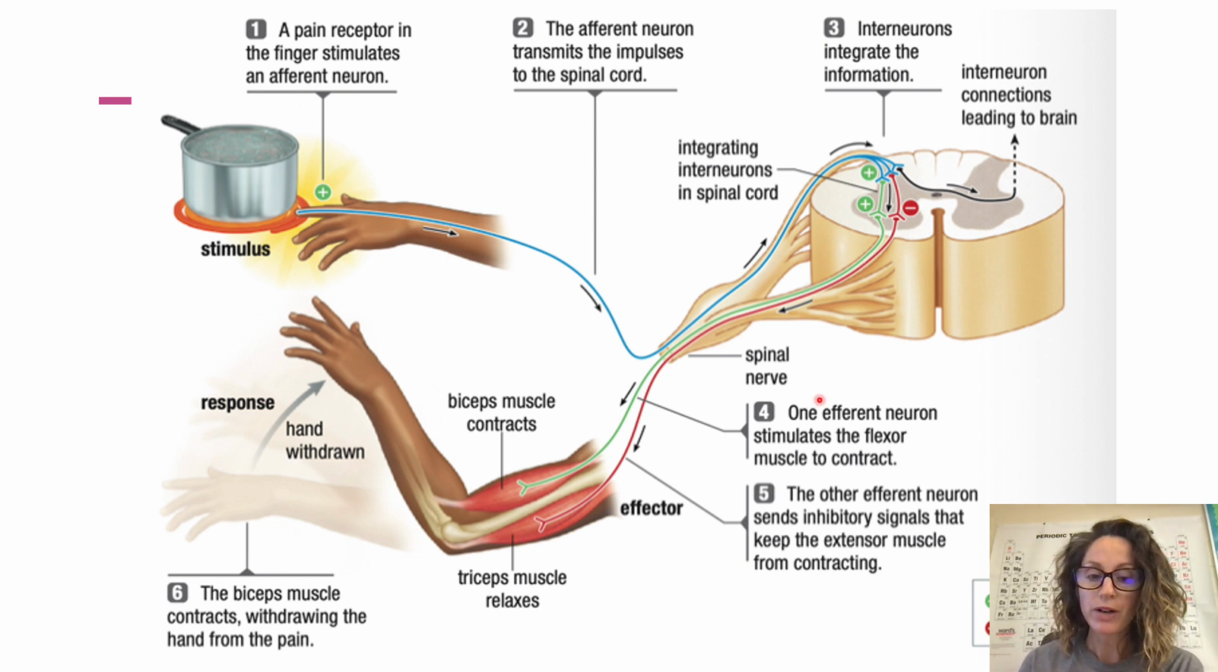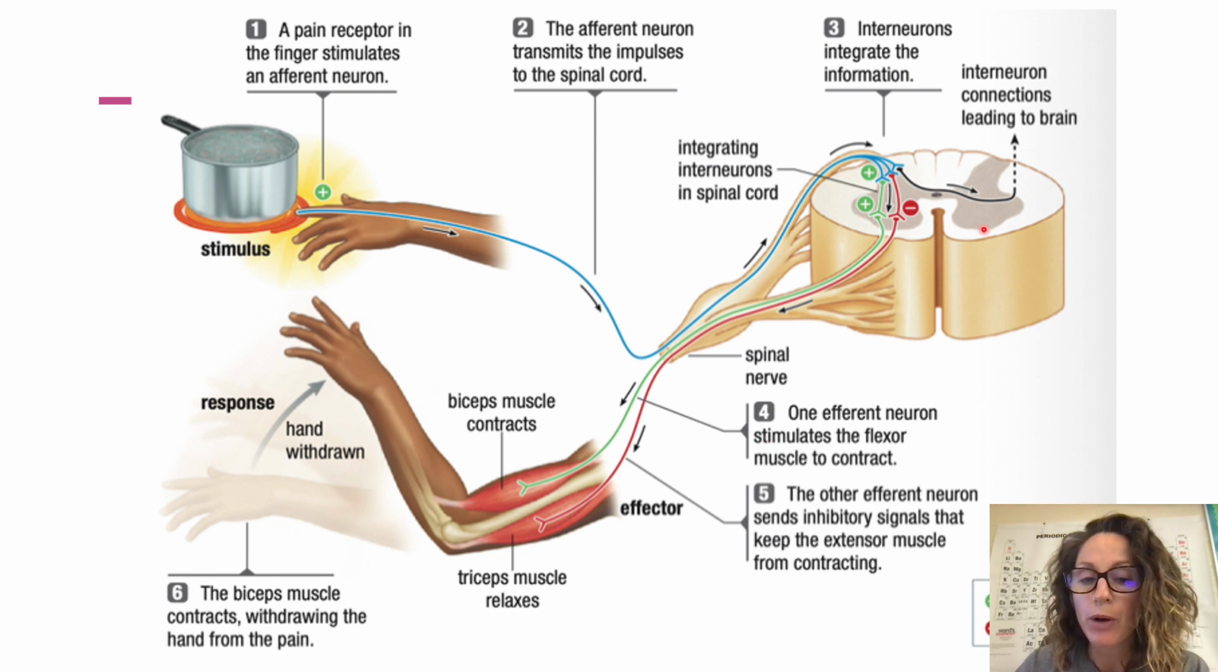And so one efferent neuron is going to stimulate the flexor muscle to contract, so the bicep muscle to contract, and the other neuron sends inhibitory signals to keep the extensor muscle from contracting, i.e. the tricep. Okay, so it doesn't even really matter which is which, just that it is forcing your arm to move up away from the stimulus.